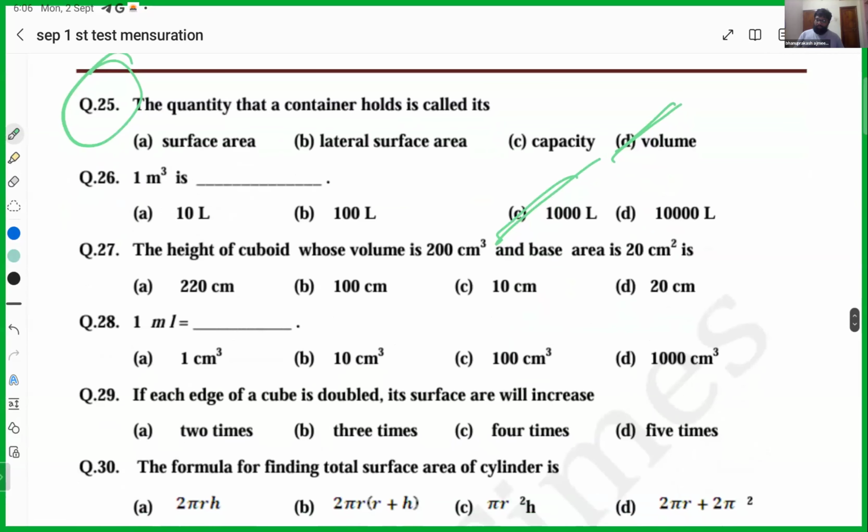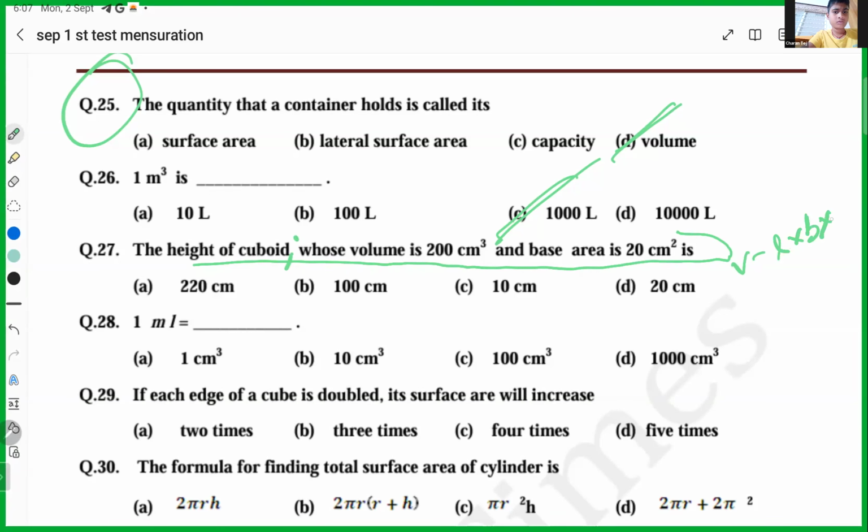The height of a cuboid whose volume is 200 centimeter cube and base area is 20 centimeter square. They are asking about height. So what is the volume of a cuboid? I already told you, length into breadth into height. So the volume is given as 200. The base area is also given. Base area means what? Length into breadth, or not?